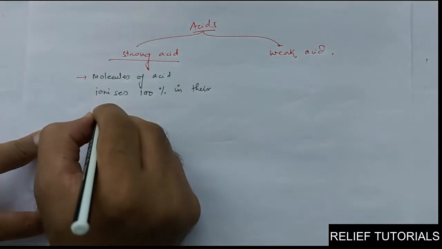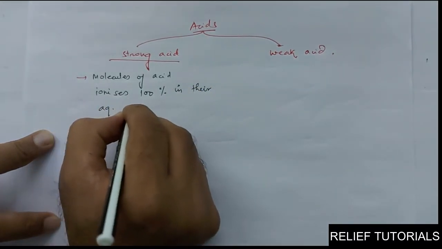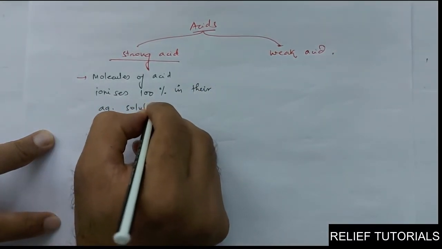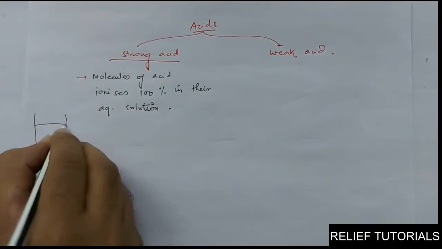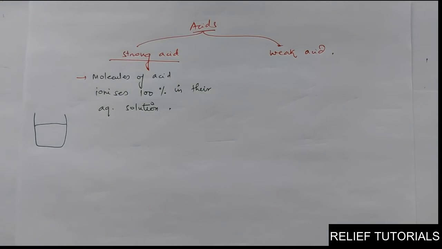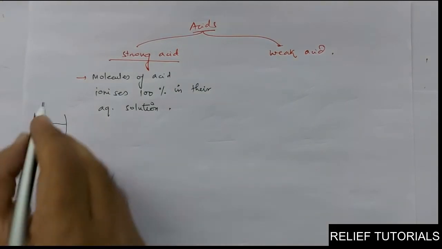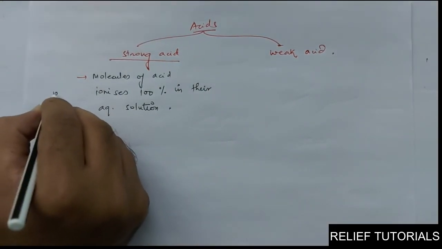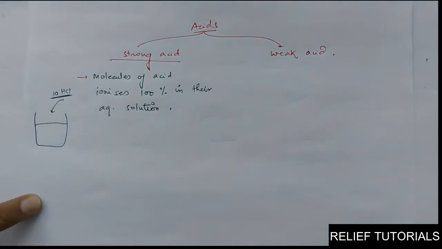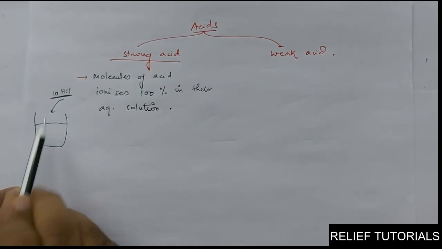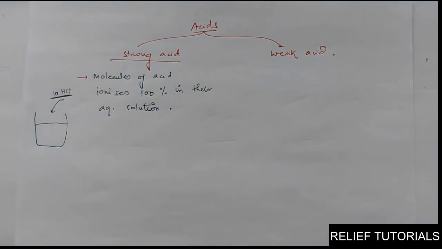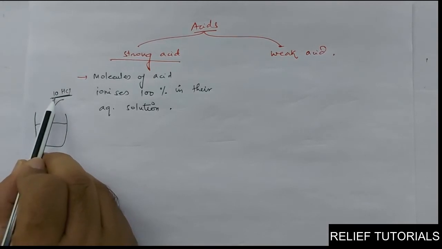in their aqueous solution. Let us say this is water, neither acidic nor basic. Now when you add 10 molecules of HCl, we know that when HCl is added here, H and Cl get ionized. Here you have added 10 HCl.